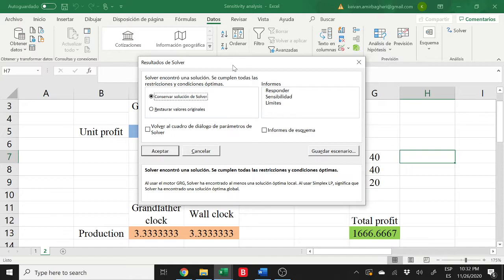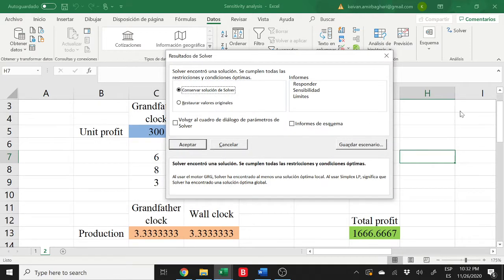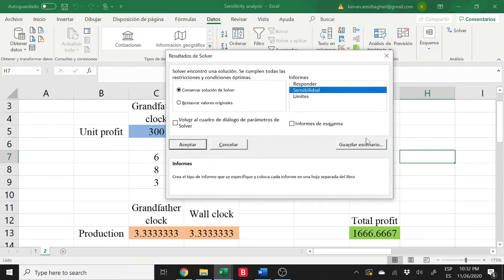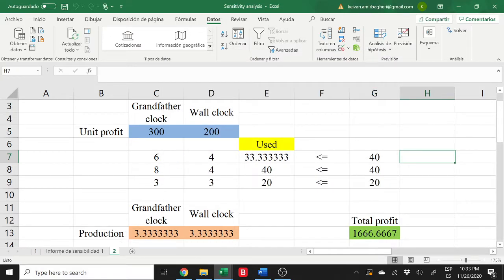If we solve this one, before accepting this window, you see on the right hand side we have some reports. Report of sensitivity. If we select this one, sensibilidad, and select accept, automatically you see there is a tab here. You see this tab, informe de sensibilidad 1.